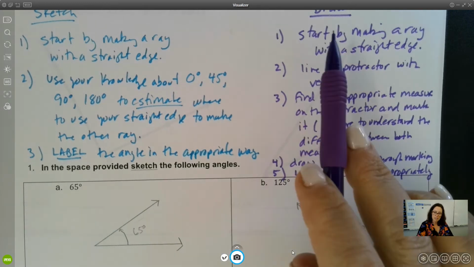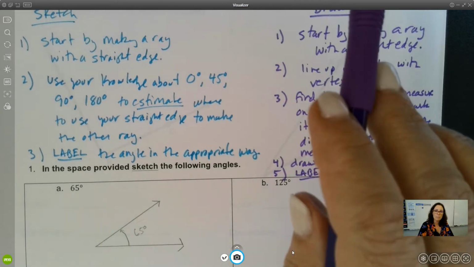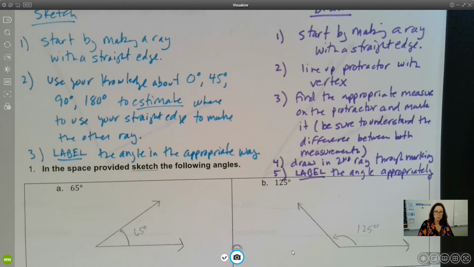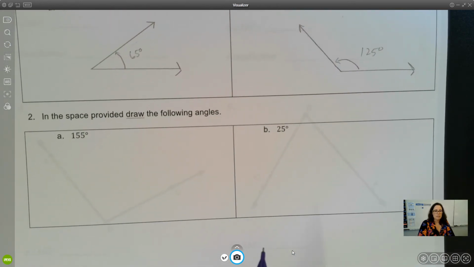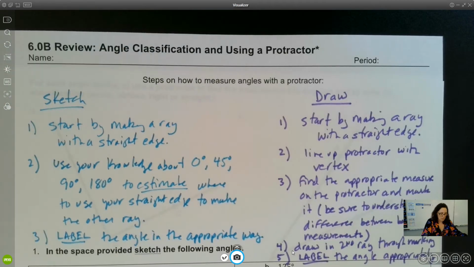All right, now these steps to drawing are going to be up here because I need to scooch down to number 2. Let me first of all just do this.